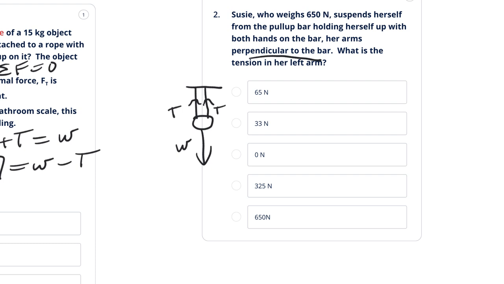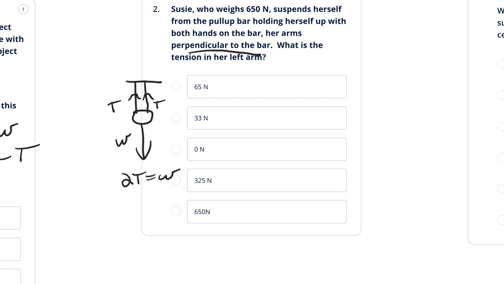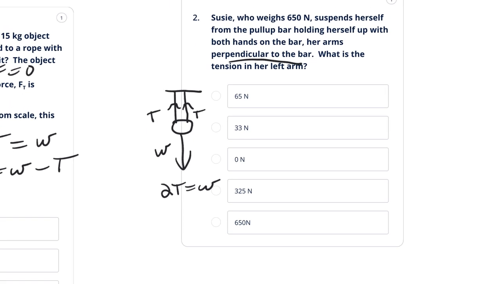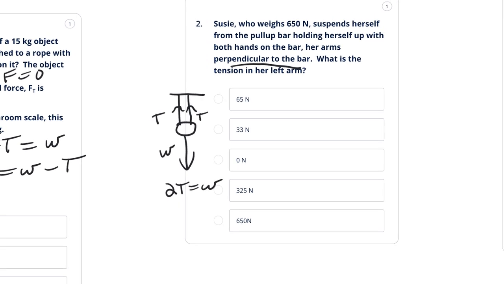Okay, so this is an equilibrium. The net force is 0, I meant to say. So 2T has to equal W, and you can solve it from there. So the free body diagram would be like this. And those 2 T's have to be the same.